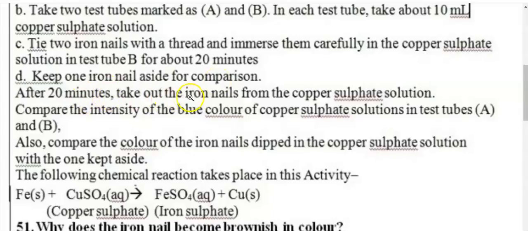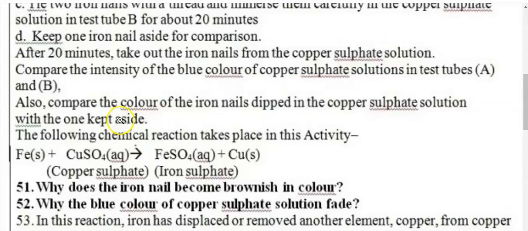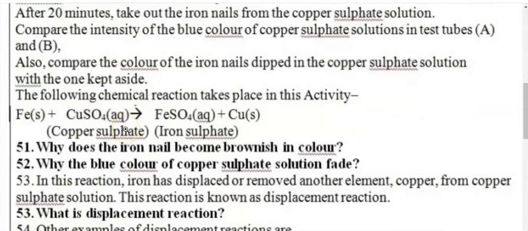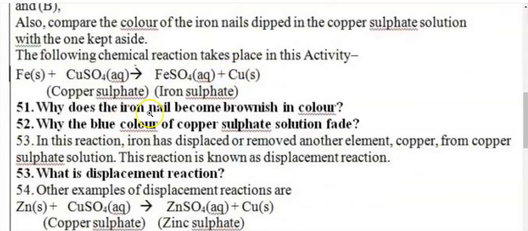After 20 minutes, take out the iron nails from the copper sulfate solution. Compare the intensity of the blue color of copper sulfate solutions in the test tubes A and B. Also, compare the color of the iron nails dipped in the copper sulfate solution with the one kept aside. Now, the reaction which is taking place here is that copper sulfate reacts with iron to give you ferrous sulfate and copper. So, why does the iron nail become brownish in color here?